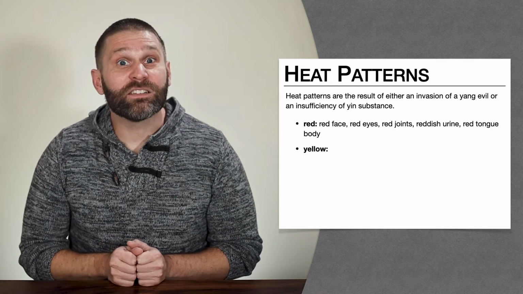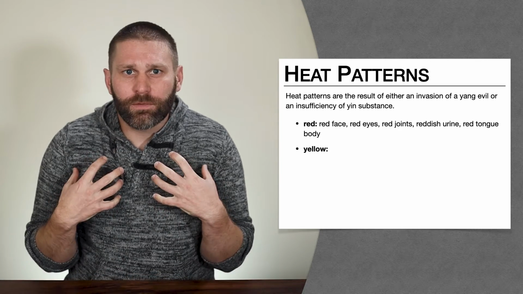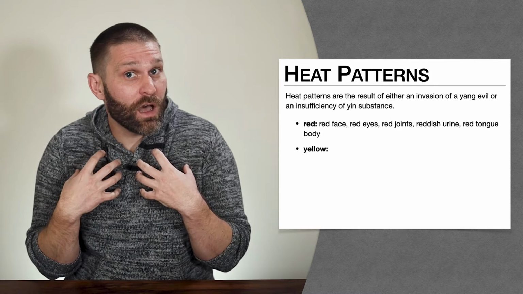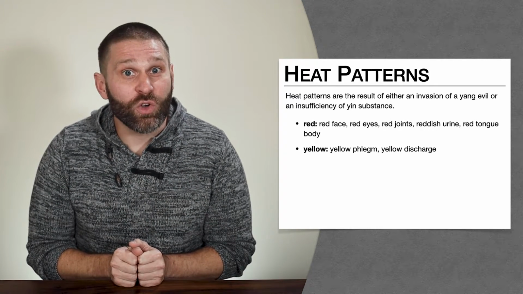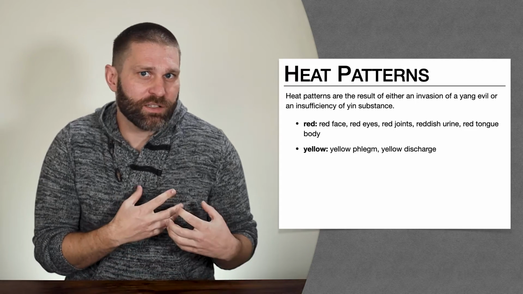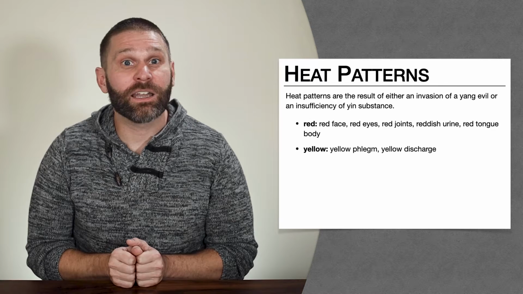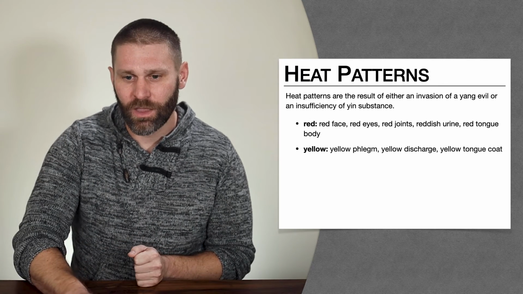The color of heat is also yellow, and here we're talking about fluids. When heat gets into the fluids, it cooks them down and makes them thicker and yellow in color. So you might see coughing of yellow phlegm, yellow discharge. This could be like pus that's oozing out of a sore, or yellow vaginal discharge. And a yellow tongue coating is a sign of heat.